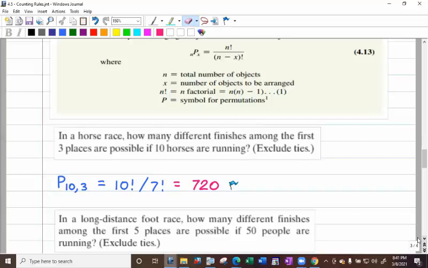So if there's 10 horses and we're looking for how many possible 3-place finishes you could get, it would be this formula. Now I wrote 7 factorial, but the 7 comes from up here, 10 minus 3. So it's 10 factorial over 10 minus 3 factorial. So it's 10 factorial over 7 factorial, which gives you 720.